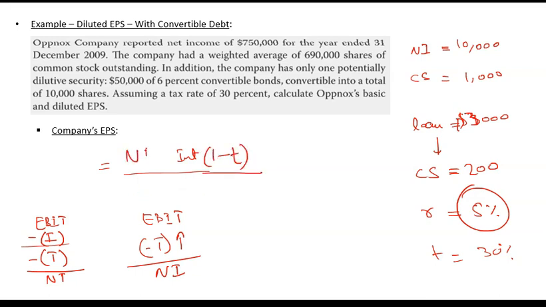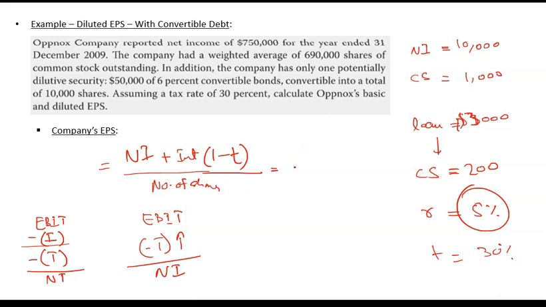So when calculating net income, I had subtracted interest. Now I need to add back interest because I am assuming that this debt is no more there and has been converted into common shares. And what interest will I add? I will add the after tax cost of interest, that is interest times 1 minus tax rate, and then I divide it by the number of shares.